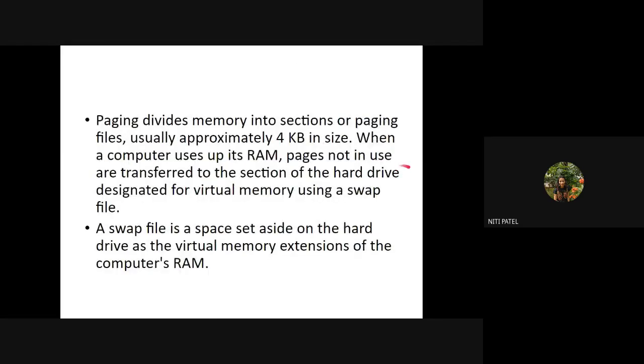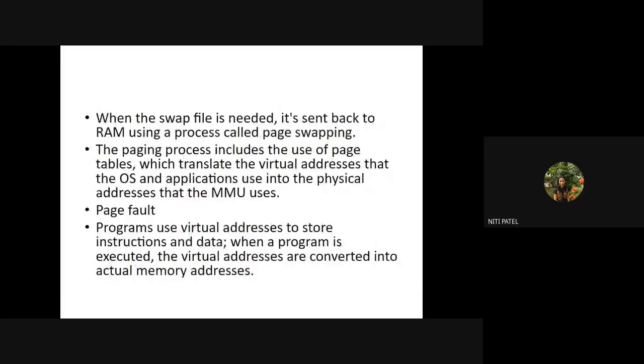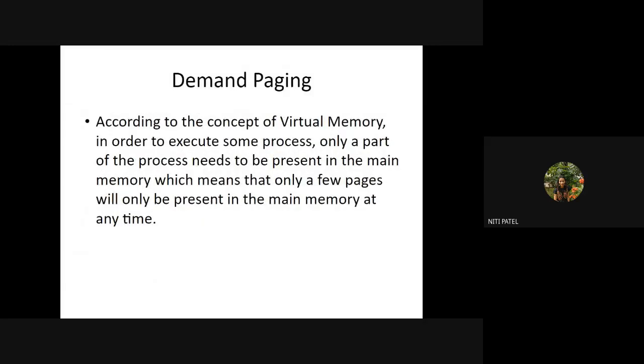Okay. So we know that paging divides the memory into different blocks called pages. Each page has some size, maybe 1 KB, 4 KB, 5 KB, anything. When a computer uses this RAM, the pages not in use are transferred to a section of the hard disk, and the ones which are used are brought inside the memory. Now here we use the concept of swapping. Why is swapping used? Because we are using something called demand paging. Now what do you mean by demand paging? What is happening in paging? I have the memory divided into pages and I load those pages into the main memory.